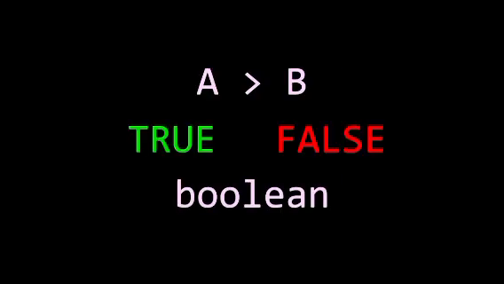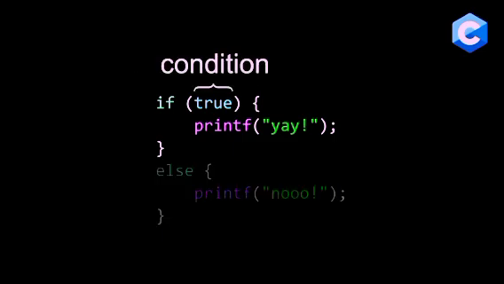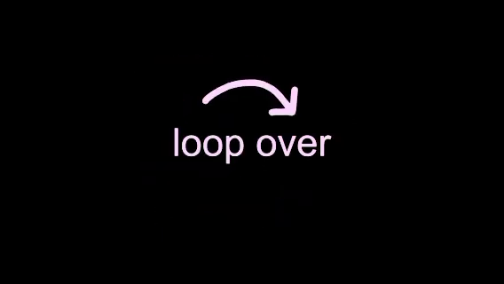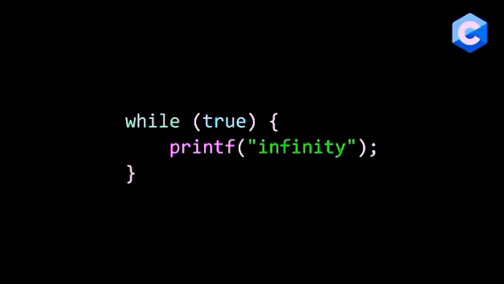Expressions like these are simple. They can be true or false, which are the possible values of the Boolean data type, and allow you to write conditional statements. If some condition is true, do this, else do that. Booleans can also be used to loop over certain parts of code. One way is with a while loop. While this condition is true, this code will execute.